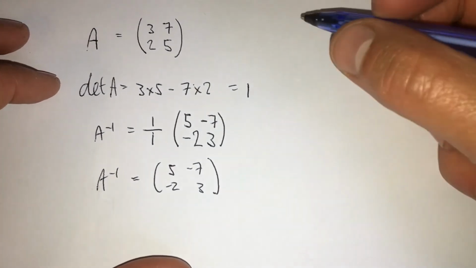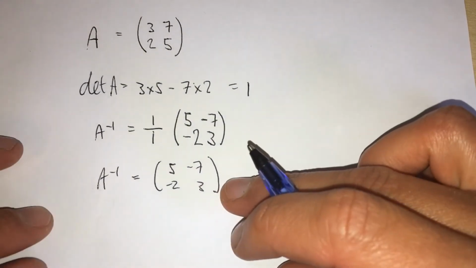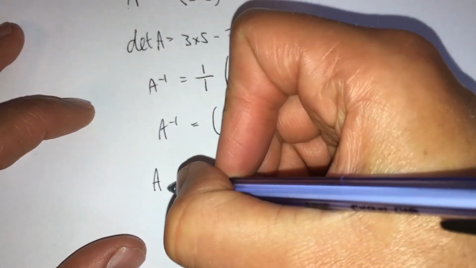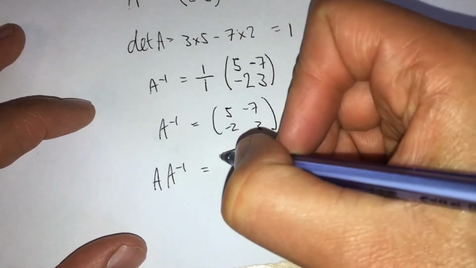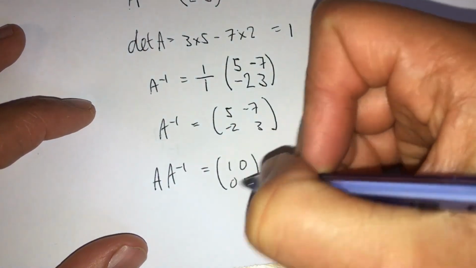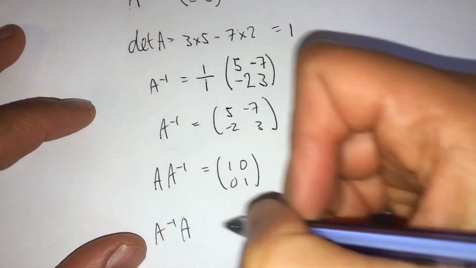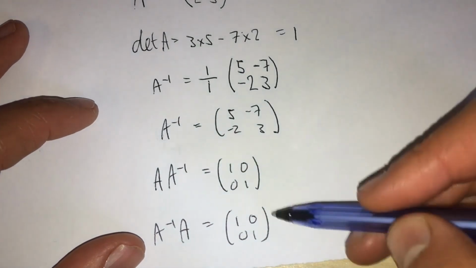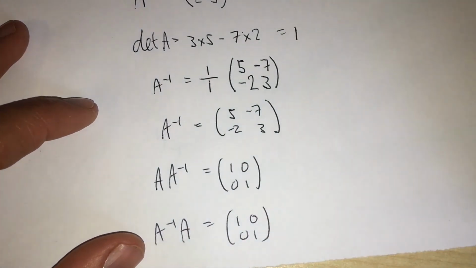We can check this for ourselves as well. If this is correct, then the product of A and the inverse matrix will be 1, 0, 0, 1, and the product of the inverse matrix and matrix A will also be 1, 0, 0, 1. So that's a way of checking whether this is correct.